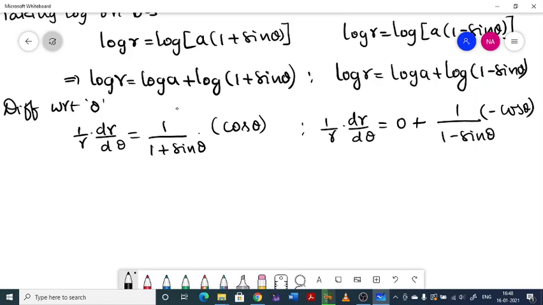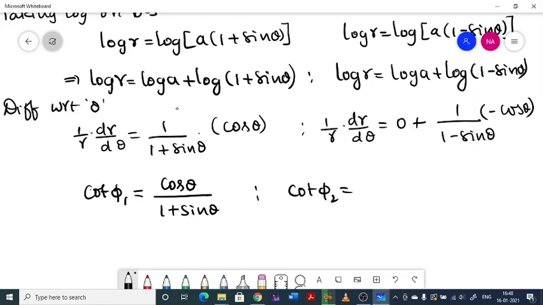Now finding phi 1 explicitly and simplifying, that will be difficult actually. So from this one, whatever you can do is cot phi 1 equal to cos theta divided by 1 plus sin theta. Similarly, cot phi 2 equal to minus cos theta divided by 1 minus sin theta. Sorry, 1 minus sin theta it is.